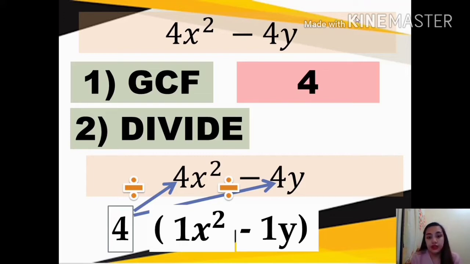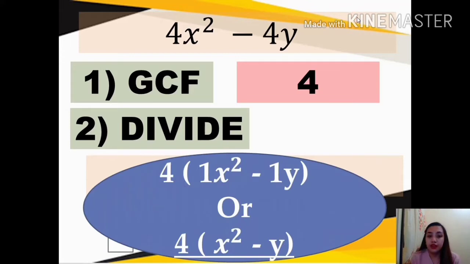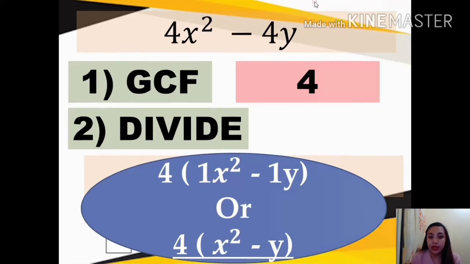Therefore, the final answer will be 4 multiplied by 1x squared minus 1y. Or you can remove the constant 1. It will become 4 multiplied by x squared minus y.